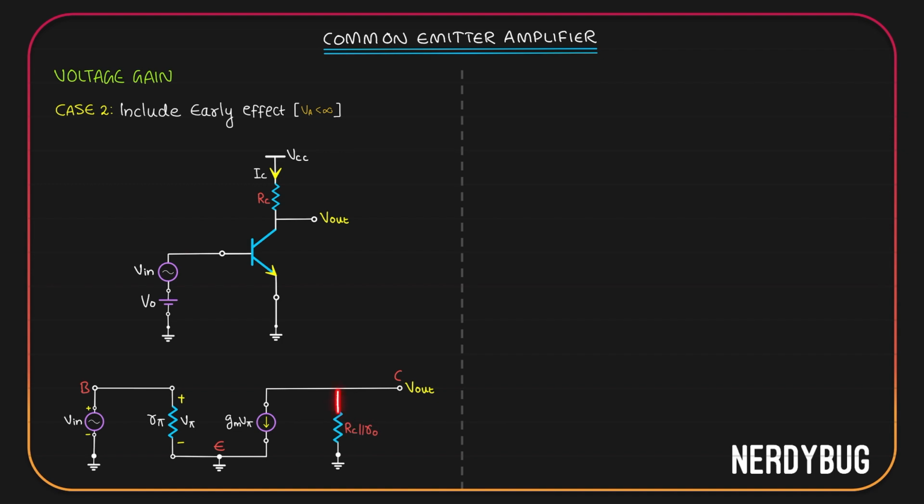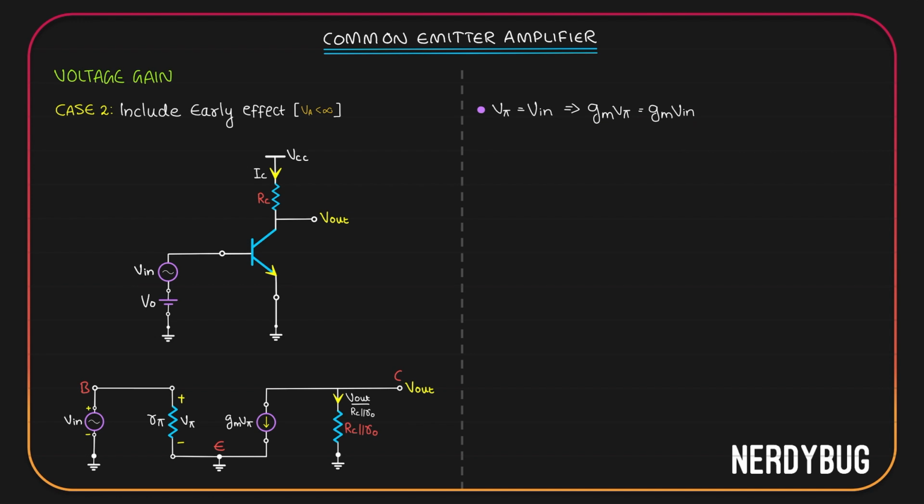Now, one end of this resistor has potential V output, the other end has 0. So the current through it is going to be V output minus 0 divided by RC parallel to R0. Let us show it over here. Now, again you can see input voltage is directly connected across R pi, which means v_pi is going to be equal to V input. Over here, we have gm v_pi. If v_pi is equal to V input, we can write gm v_pi is equal to gm V in.